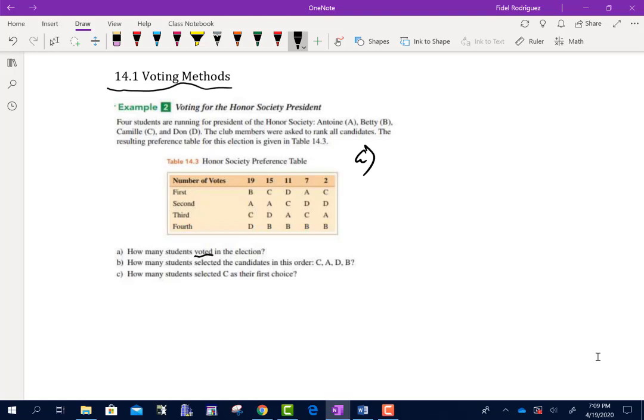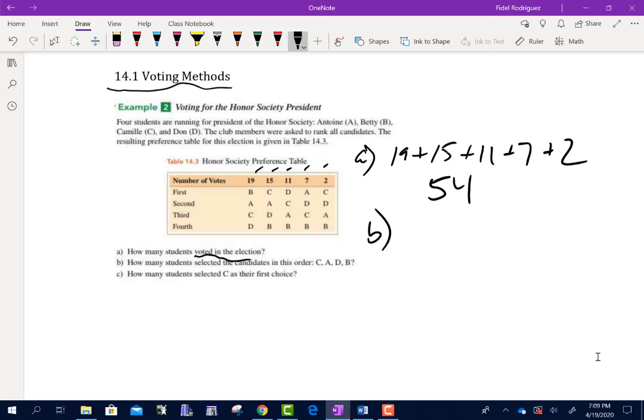Okay, so we want to know part A, number 1. How many students voted in this election? If we wanted to find the number of students who voted in the election, all we would do is take those numbers there: 19, 15, 11, 7, and 2, and add them up. I'm going to do that real quick on my calculator here. So 19 plus 15 plus 11 plus 7 plus 2, and I'm coming up with 54.